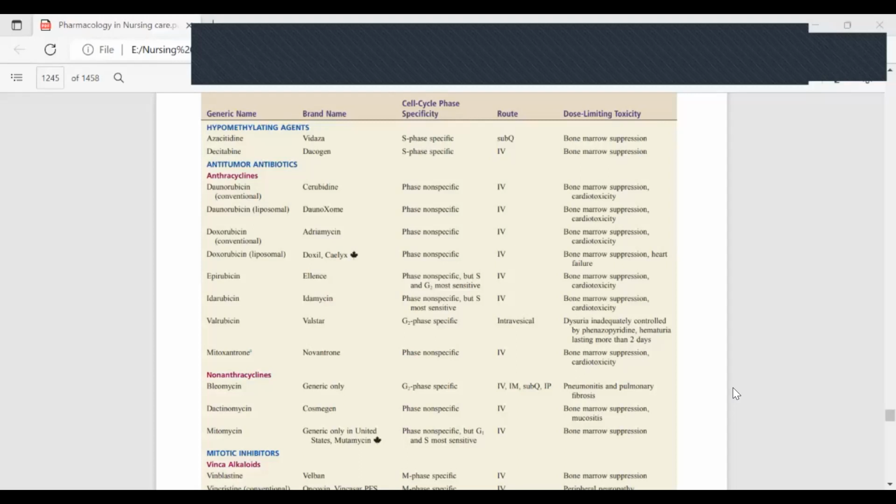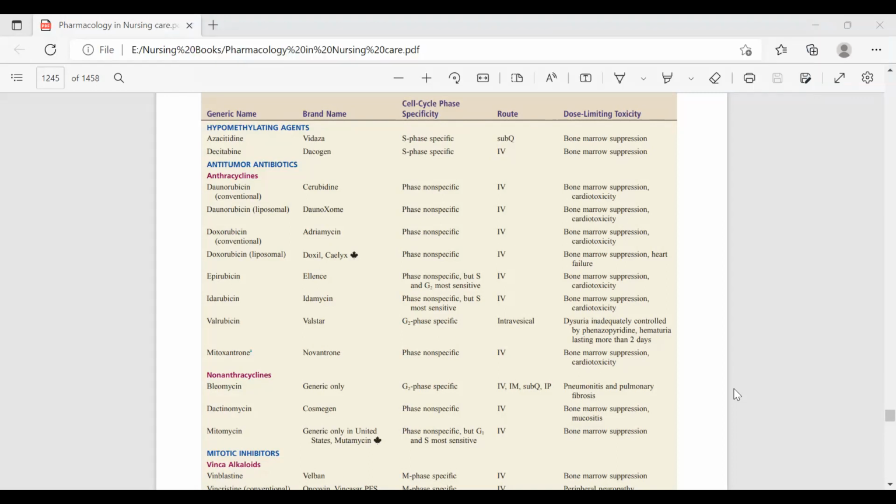Yes. Now come towards valrubicin. Valrubicin is G2 phase specific and the route of administration is intravesical. And beside this, in non-anthracyclines, bleomycin is G2 phase specific and it has other routes of administration, that is IV, IM, subcutaneous, and intrapleural. Now come towards the dose limiting toxicity.